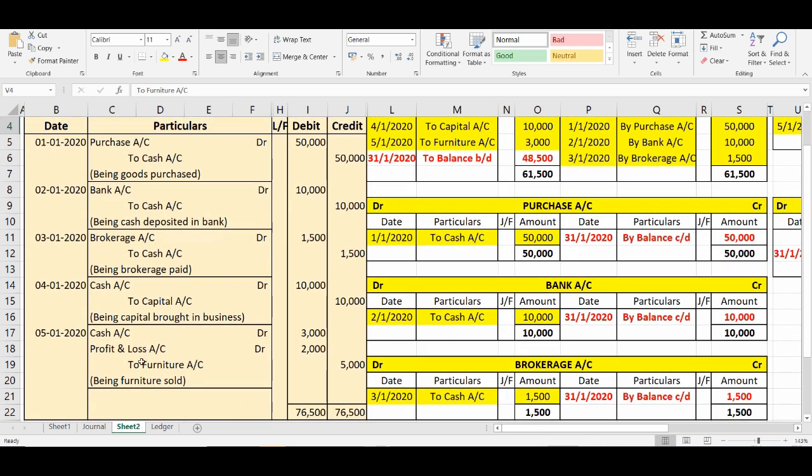Similarly, last entry, furniture account is credited with 5,000. So in the furniture account ledger, an amount of rupees 5,000 will be credited. Now this amount will be credited in these because we have to give names of the opposite entries. So over here the 5,000 amount is bifurcated into 3,000 of cash and 2,000 of profit and loss account. So in the furniture account in the credit side a total of 5,000 will only come, but bifurcated into cash and profit and loss account.